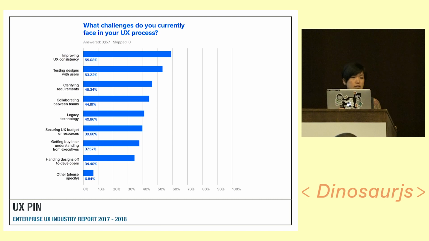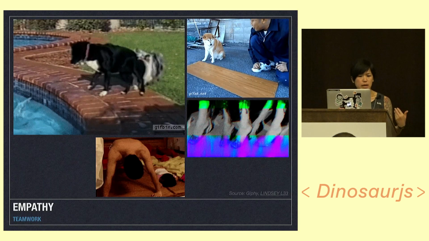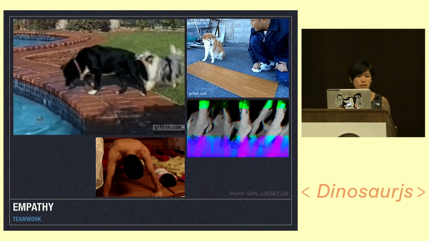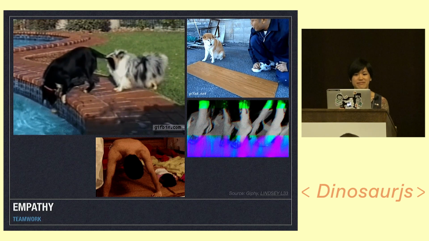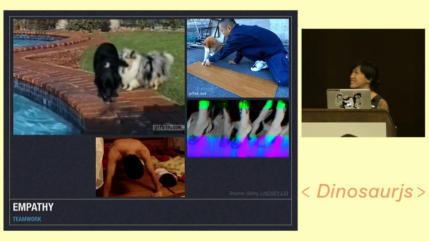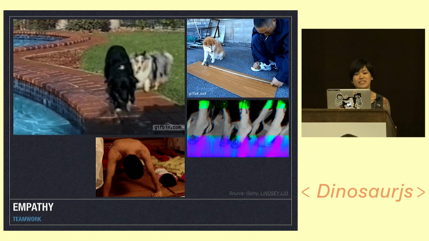Getting buy-in or understanding from executives, so hoping to have empathy from your executives. And last off, handing off designs to developers, so having empathy between the development and the design team. So that's kind of like what empathy is all about. It's about teamwork. And more teamwork. So everyone's working together.